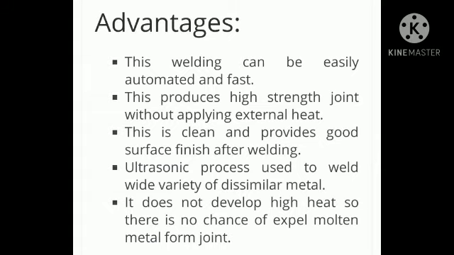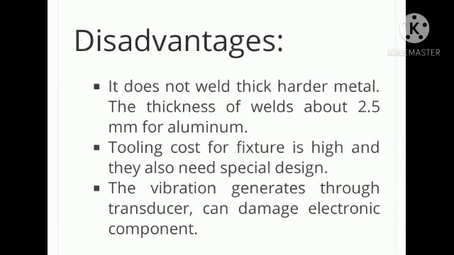There are also some disadvantages of this process. The first disadvantage is that it does not weld thick hardened metal. The thickness of weld is about 2.5 mm for aluminium. The second disadvantage is that the tooling cost of the fixture is high and it also needs a special design. The third disadvantage of this system is that the vibration generated through the transducer can damage electronic components.